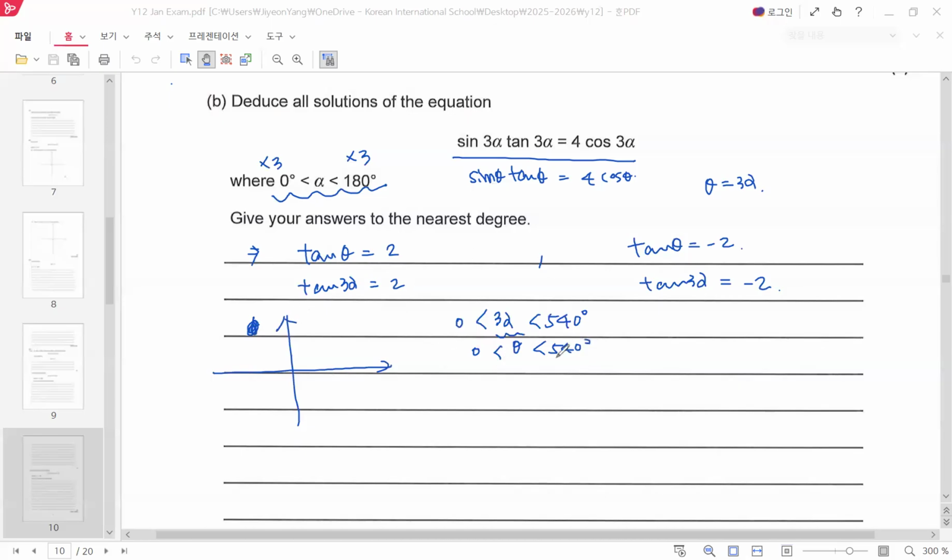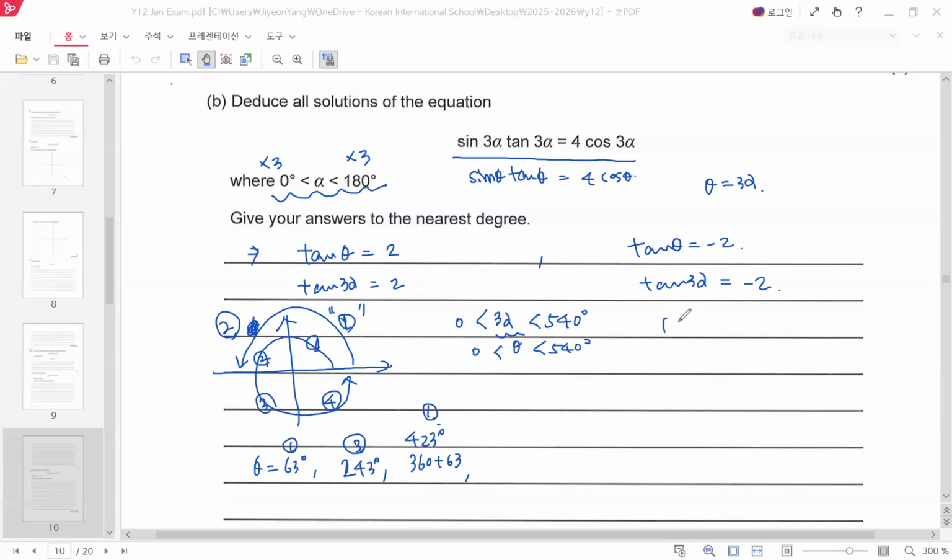So 0 to 540 degrees means one full turn and a half turn. So first quadrant, second quadrant, third quadrant, fourth quadrant, and the next first quadrant and the next second quadrant. So theta equals 63 degrees, and then previously it was 243 degrees, which is the first one and the third one. And you need to find the value of the next first one, okay? Next first one, which is 360 plus 63, which is 423 degrees.